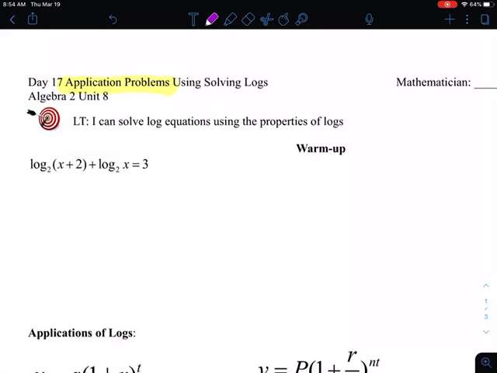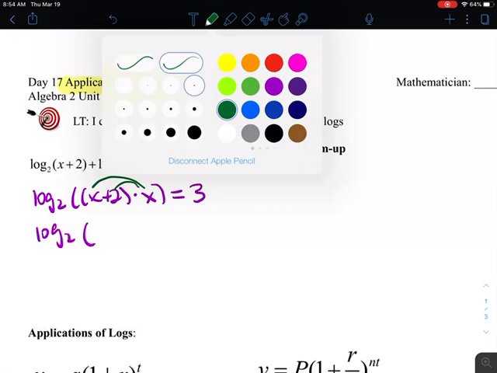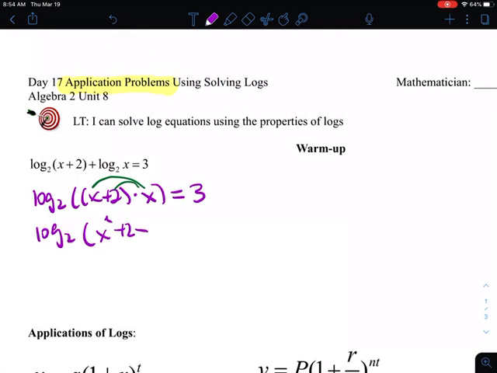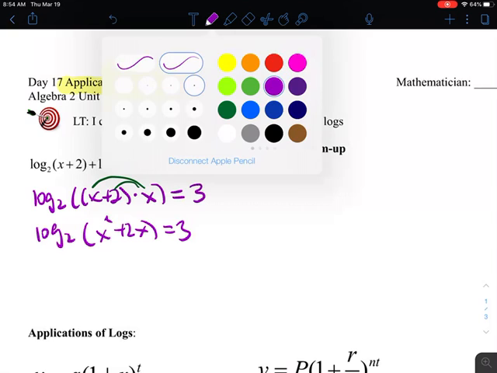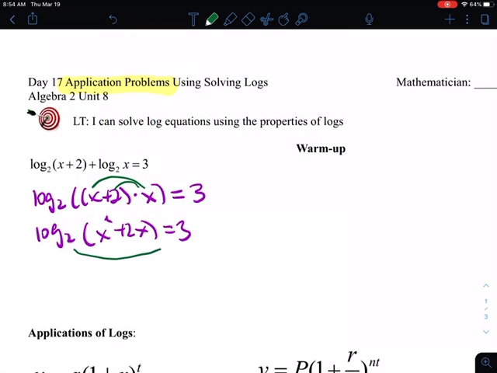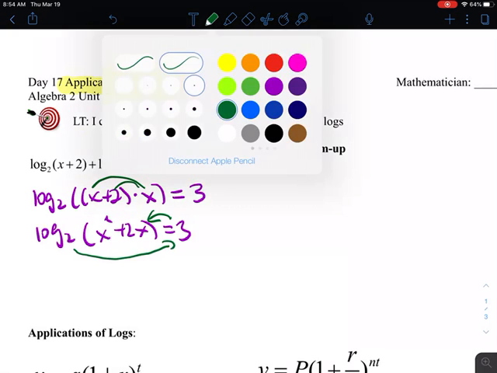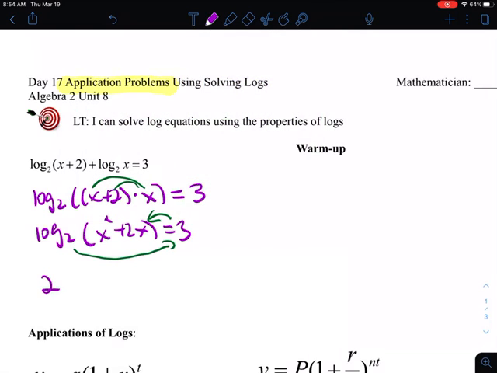So as we saw yesterday, we're going to have to use the properties of logs. In this case, we can use the product rule. So we can multiply those together because we have the same base. So we have log base 2, and I'm going to distribute the inside. So we have x times x plus x times 2, x squared plus 2x equals 3. And then once we get to this step, we can go ahead and rewrite using our circle method, rewriting in exponential form. So then I have 2 to the third is x squared plus 2x.